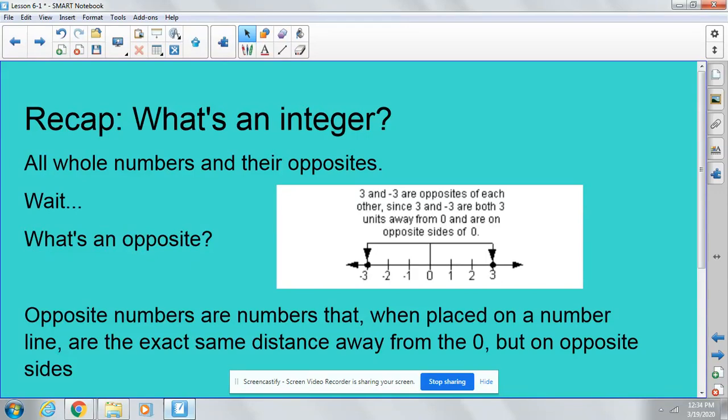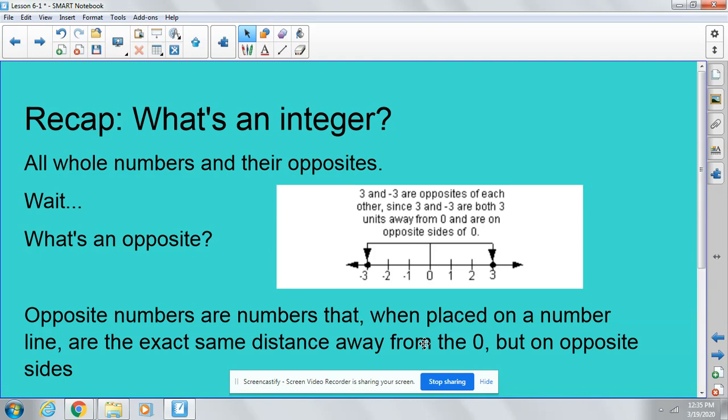All right, so we left off at opposites. What is an opposite? Okay, so if integers are all whole numbers and they're opposites, when you think whole numbers, you're probably thinking positive numbers, like +1, +2, and +3. An opposite or opposite numbers are numbers that, when placed on a number line, are the exact same distance away from zero, but on opposite sides.